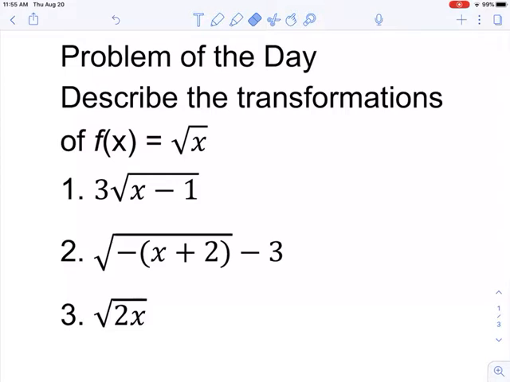So here's your warm-up problem that you can do either in your notes or in your homework. But what I would like you to do is take the function f of x equals square root of x, and I want you to describe, you don't have to graph, just describe the transformations in each of these three equations.